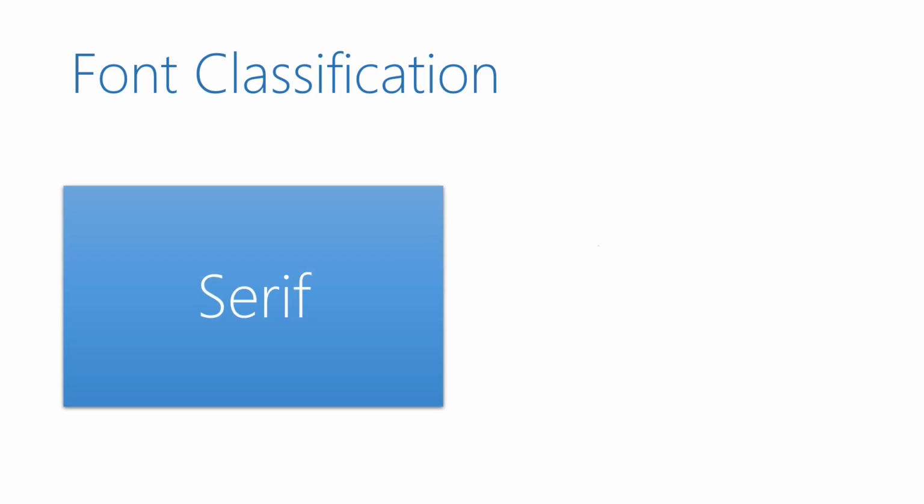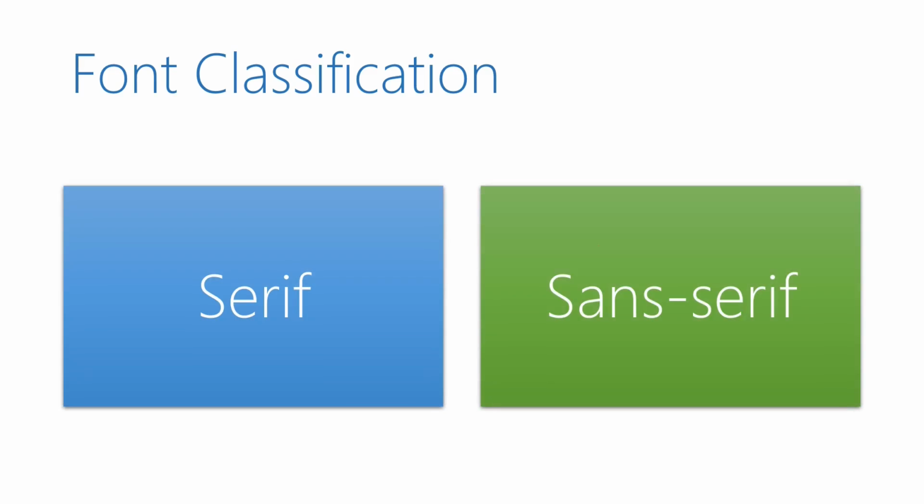Fonts can be classified under two broad categories. One is serif and the other is sans serif. There are other classifications available, but most of the fonts can be brought under any one of these categories. Let us look at these font types in detail.